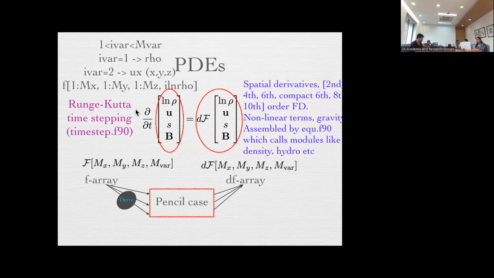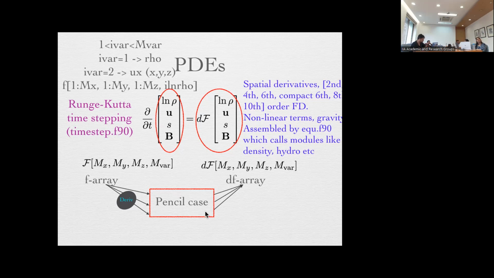And all of these pencils are 1D arrays. So basically it can either be 1 by nx, where nx is the number of grid points in the x direction on that local processor, or it could be 3 by nx in case it is, for example, the velocity pencil. The velocity pencil is stored as 3 components, so ux, uy, and uz. So you have the vector pencil, and there are scalar pencils. So you have this pencil case which is computed from the F array.